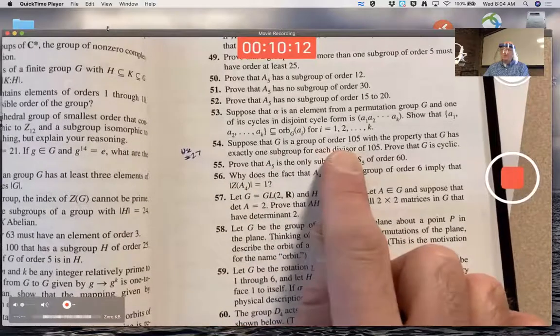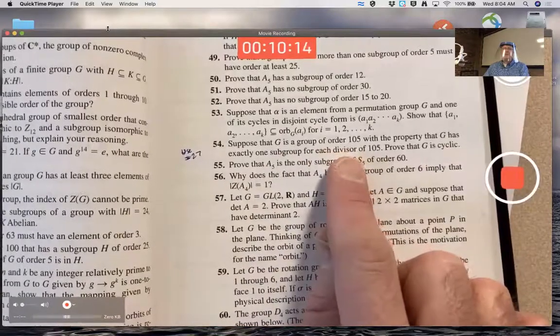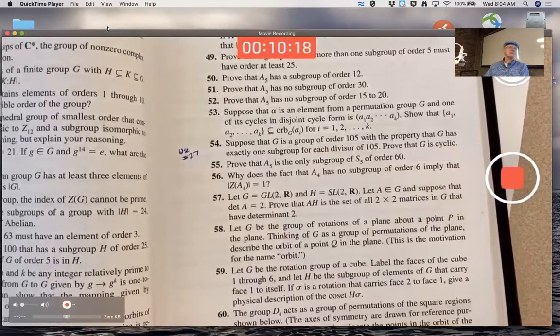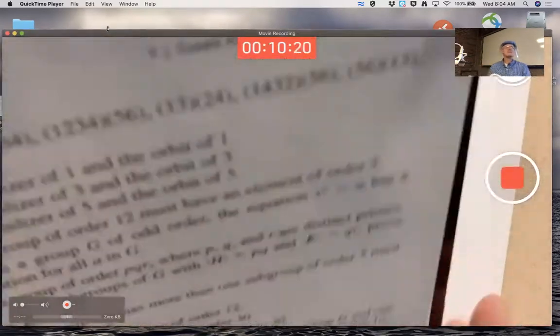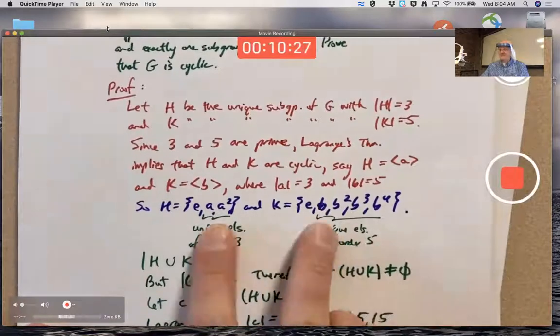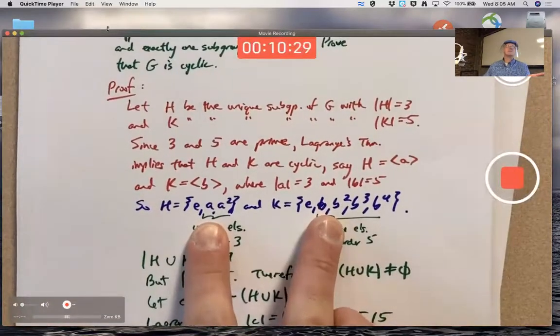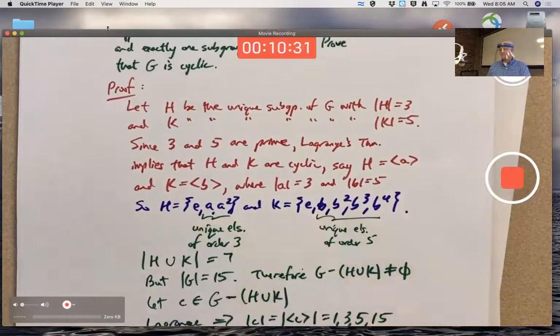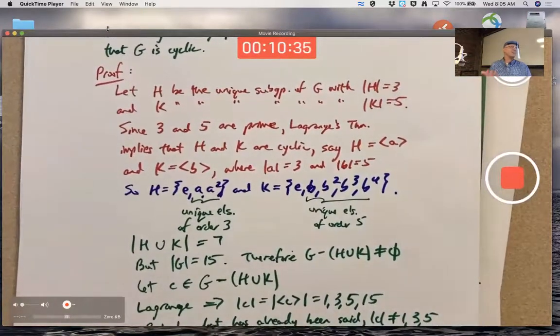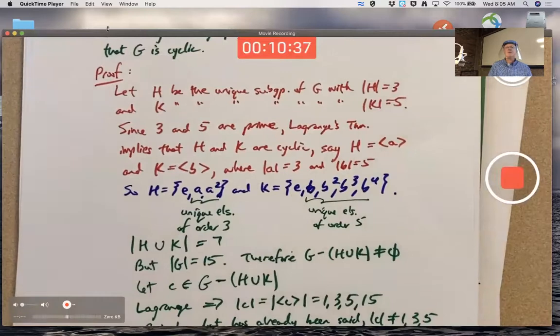G is a group of order 105 with the property that it's got exactly 1 subgroup for each divisor of 105. Prove that G is cyclic. Okay, it's probably a similar strategy will work. You don't have to list. Again, you don't have to do this listing. That was extra. I didn't really need to do that. But it might have made it more concrete in your mind.